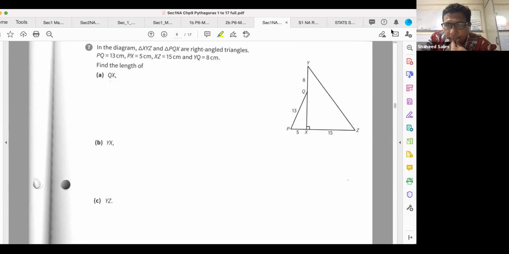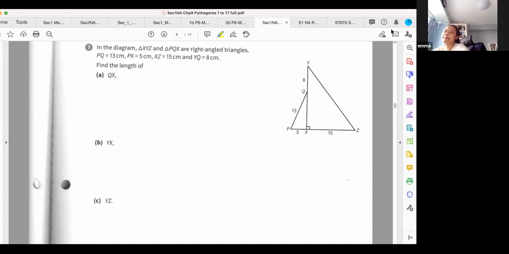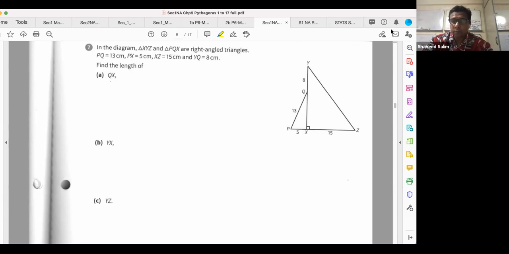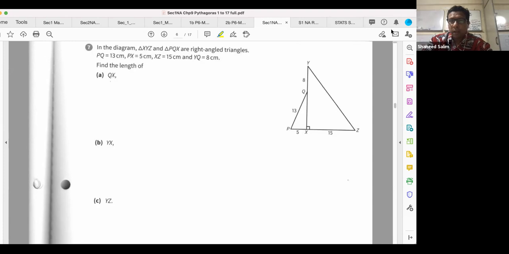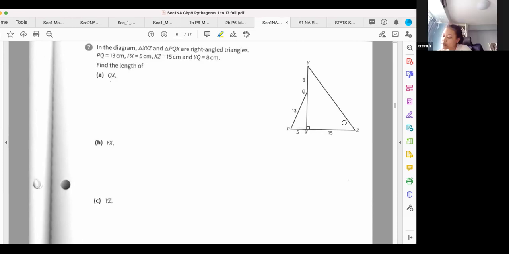Yes, 12, correct. So what is YX? The whole line. 20, good. YZ? 17. Hold on. How did you get 17? Remember, the whole thing here is 20. The whole thing is 20. So 15. 20.